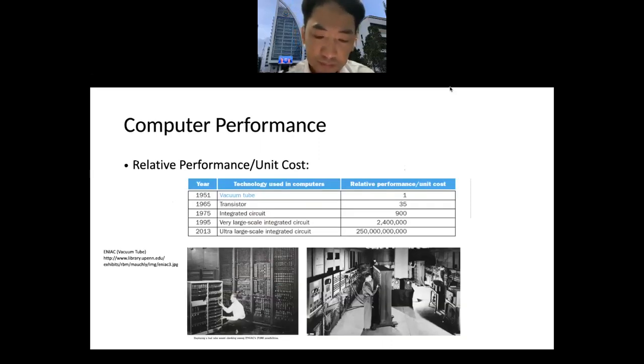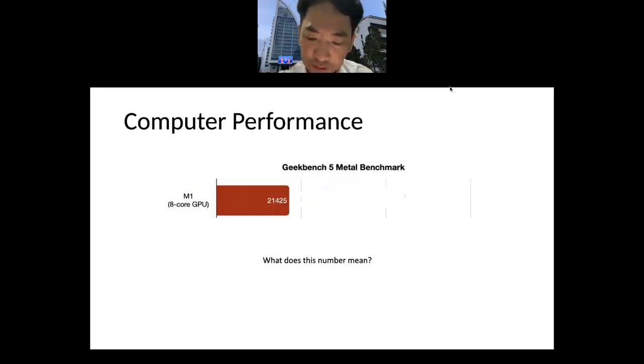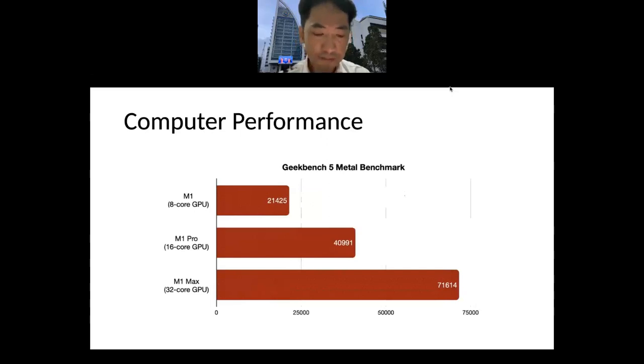But if you see something like this, we have 21,000 here for the M1 CPU, but we have 40,000 here for the M1 Pro, and we have 71,000 here for the M1 Max. Oh, when you see many numbers here, you notice that this processor should be much better than this one.